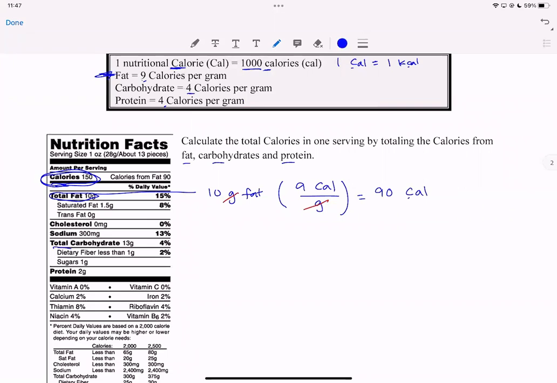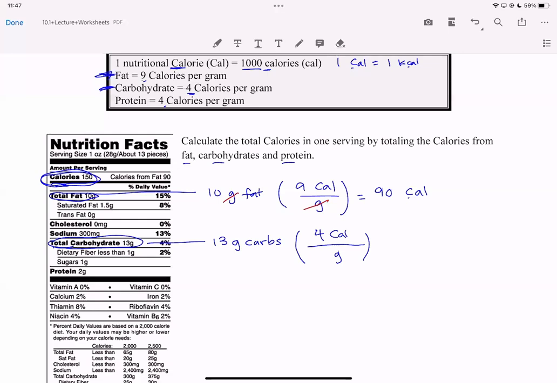Okay. For carbohydrates, looking at total mass of carbohydrates, this is 13 grams of carbohydrates, and carbohydrates provide 4 calories per gram. So this again is a conversion of 4 calories per gram of carbohydrate, and the grams will cancel out, and we'll be left with the calories from the carbs. And I need my calculator again for this. So this is going to be 13 times 4, or 52 calories. And those are 52 calories from carbohydrate.